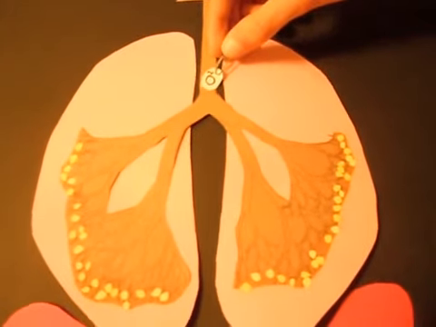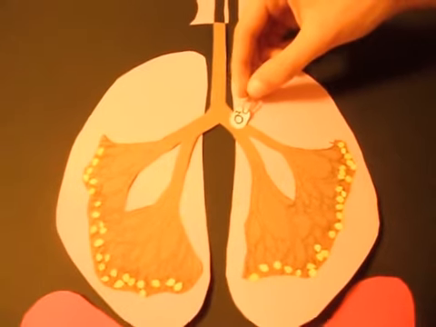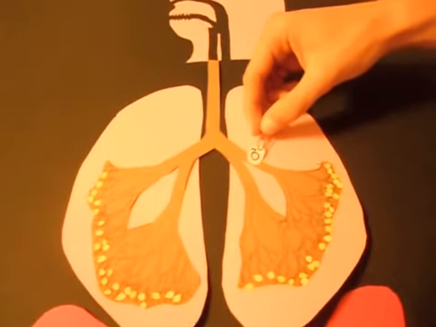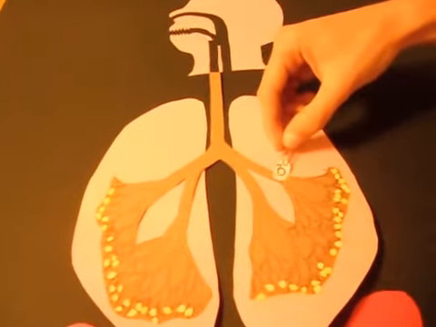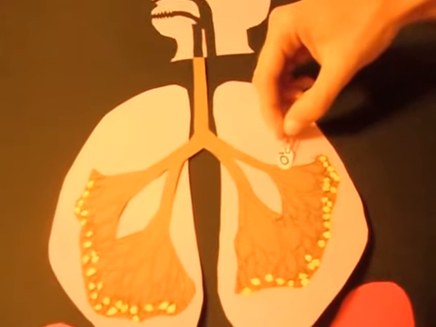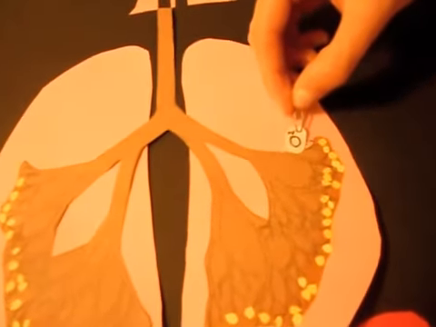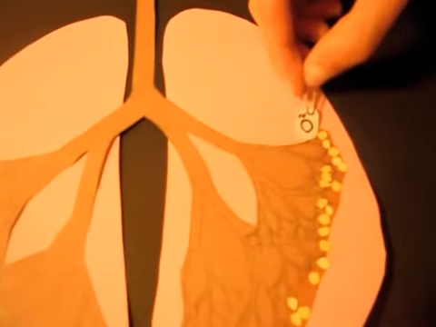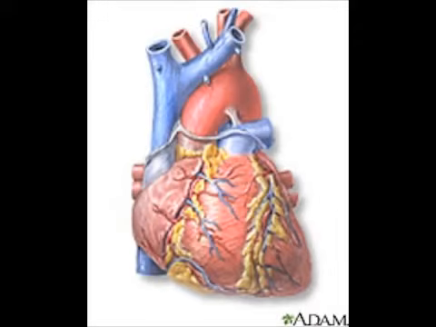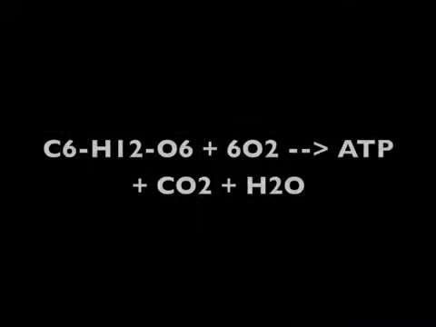Inside your lungs, there are alveoli attached to bronchioles. The alveoli are covered with capillaries. Oxygen enters the alveoli and is sent directly to the heart. From there, it is pumped to the cells of your body. So that's all our reactants.